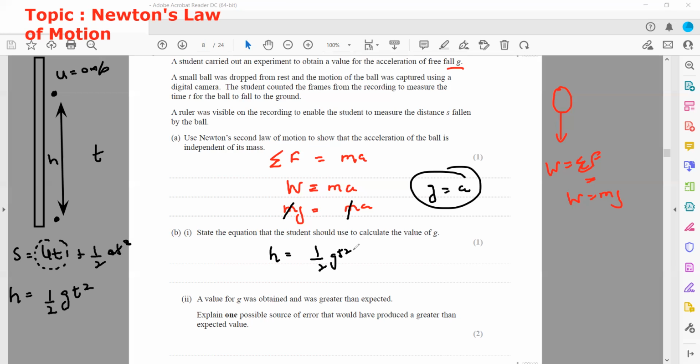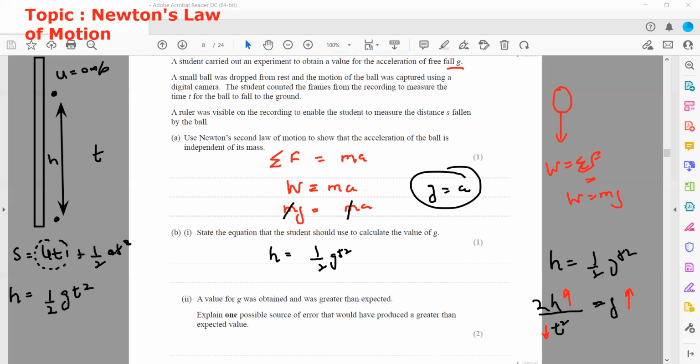A value of g was obtained and was greater than the expected. Explain a possible source of error. Look, the two factors on which the value of g depends here, we know h equals half g t squared. So 2h divided by t squared is equal to g. So what can increase the value of g? If we are getting a higher value of g, it means the time recorded is shorter or the height measured is longer. Both factors can result in an increase in the value of g.